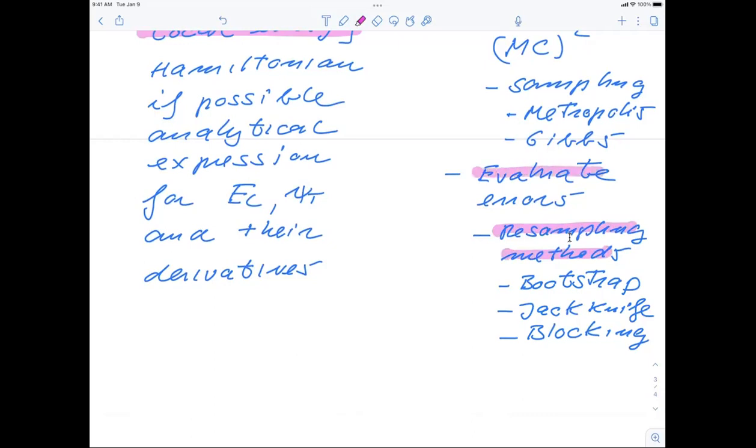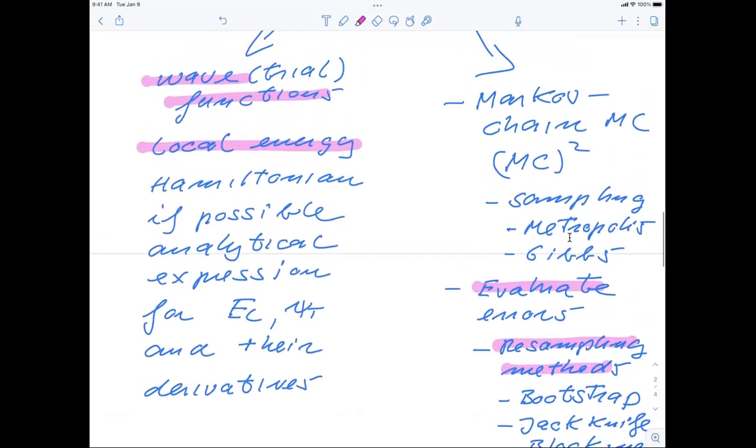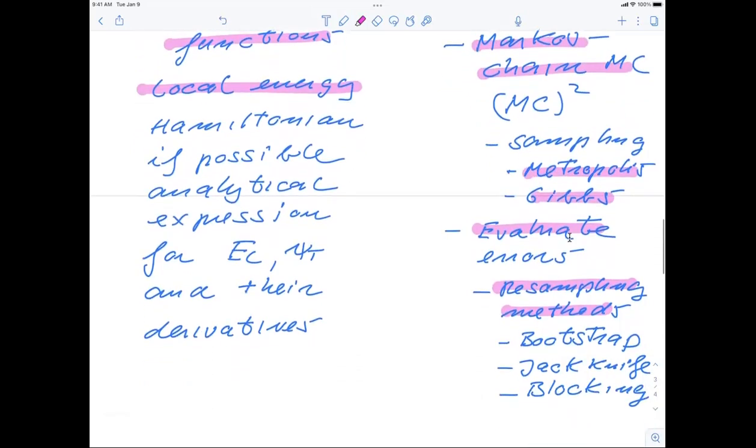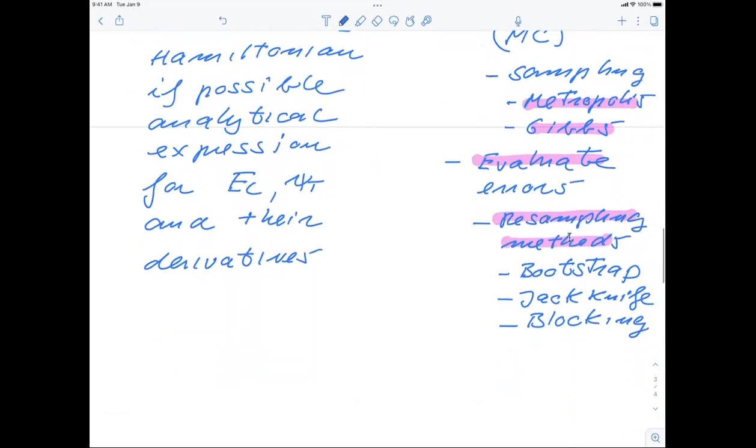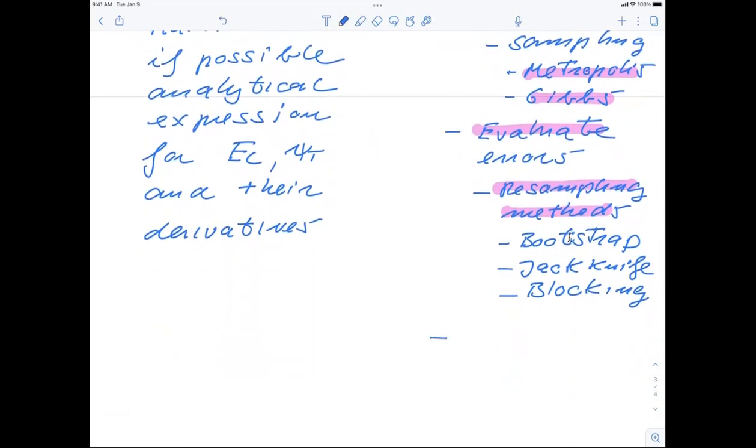So we want to evaluate errors. We need to develop the theory for Markov chain Monte Carlo methods. And from that, we are going to look at the Metropolis algorithms and the Gibbs algorithm for sampling. We are going to have to deal with the resampling methods to evaluate properly the errors. Now, another thing which we are going to need now is to find the optimal parameters. So all these ingredients are ingredients which we need to bake into our program.